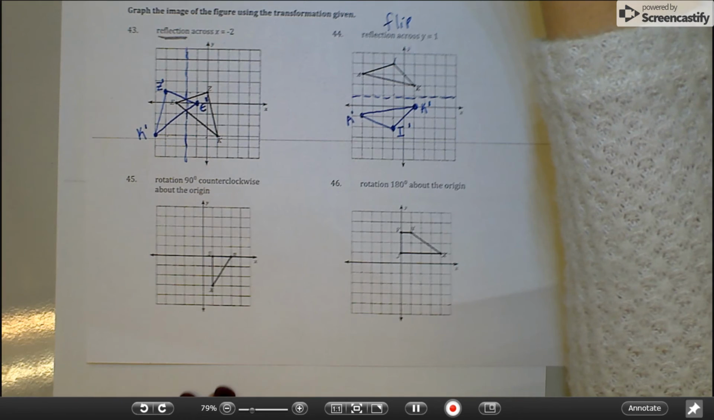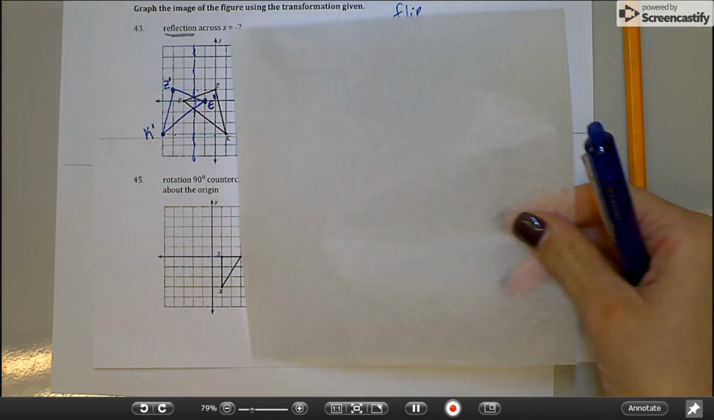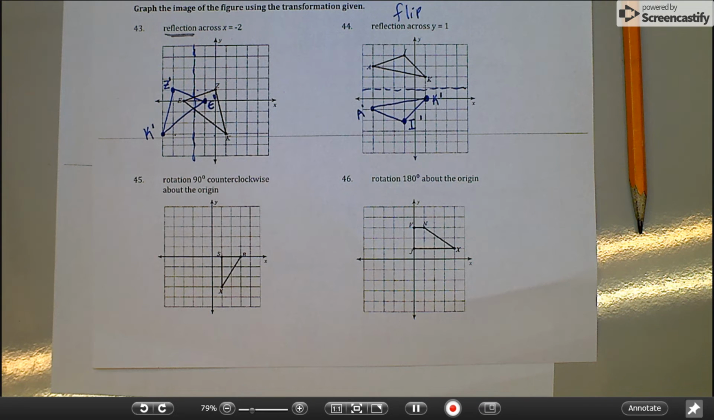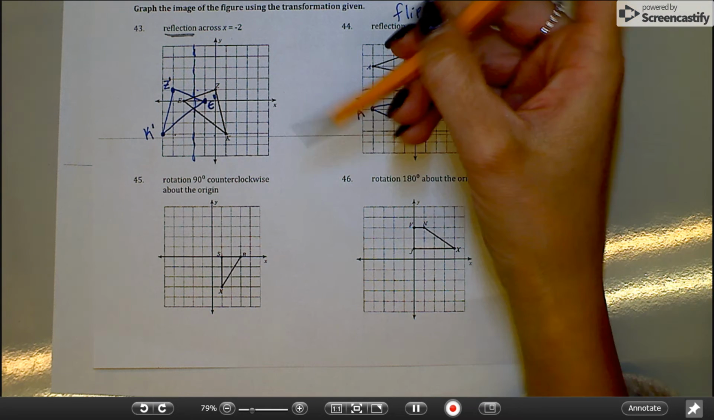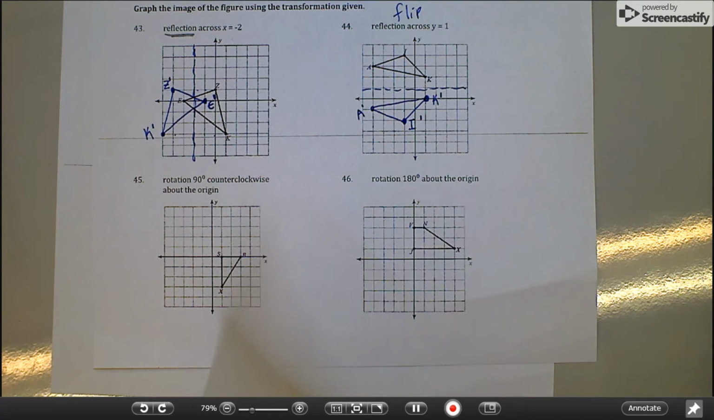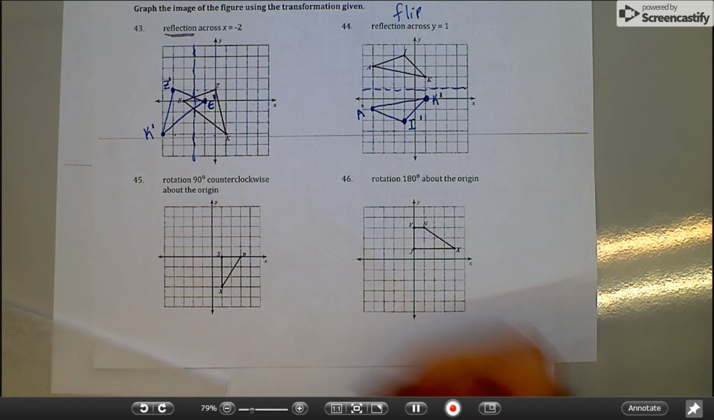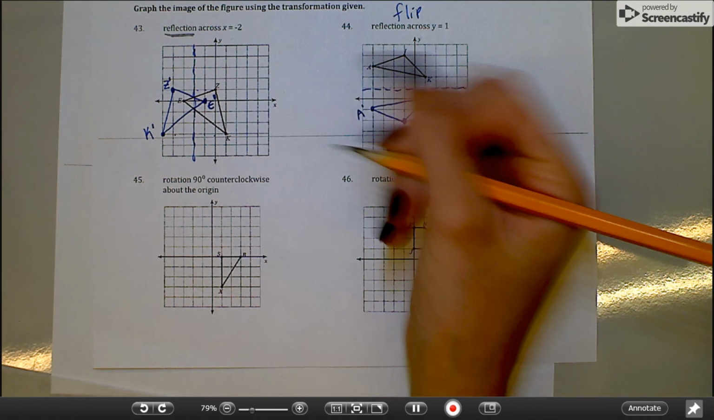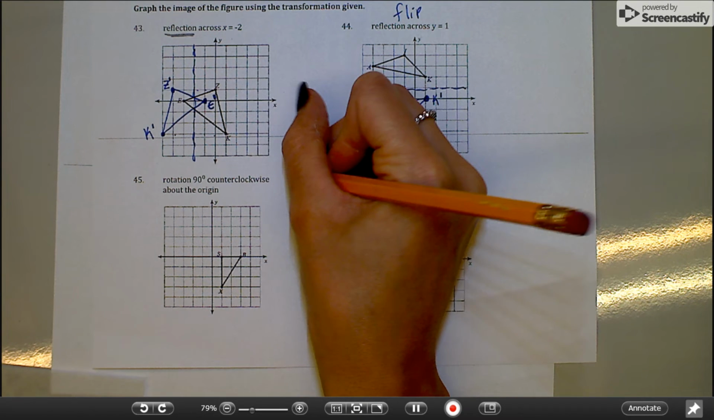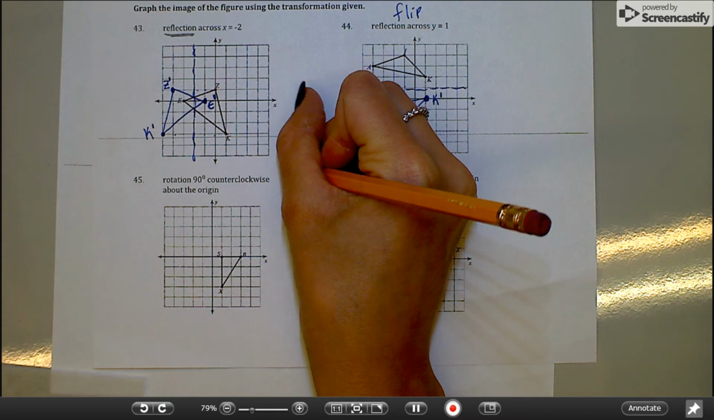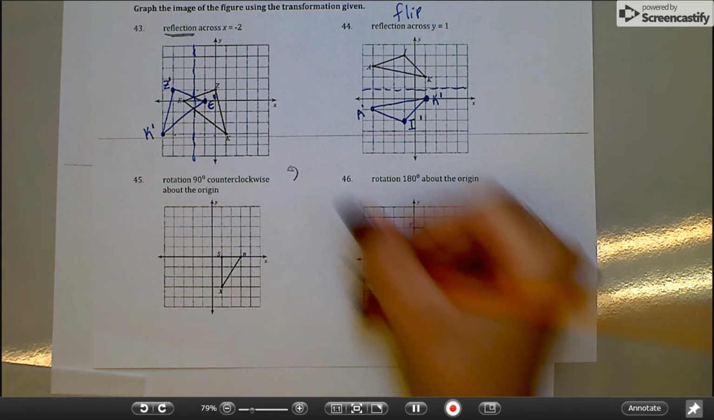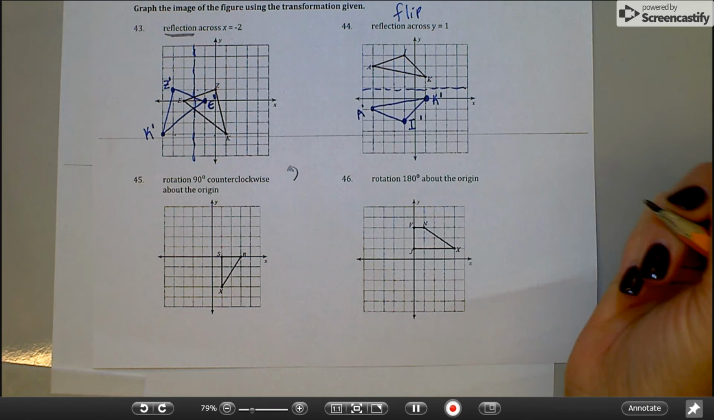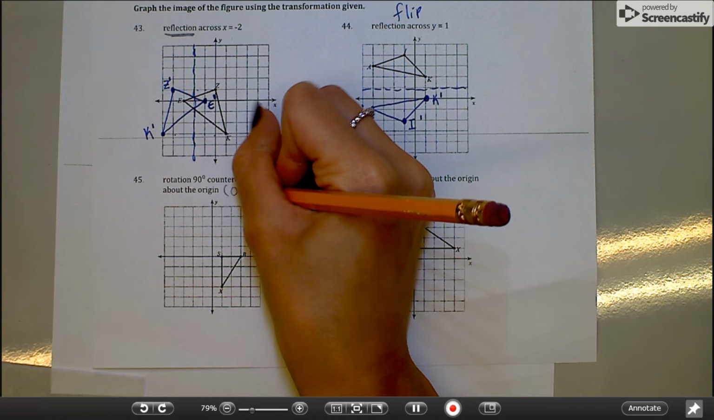Now, I was talking about patty paper before. Remember, patty paper was this paper like this, okay? Almost like wax paper, little strips that you pick up your donuts with. Number 45 is saying a rotation at 90 degrees counterclockwise, so the opposite way of a clock. So we're going to be going this way. 90 degrees, okay, about the origin. That's the point 0, 0.